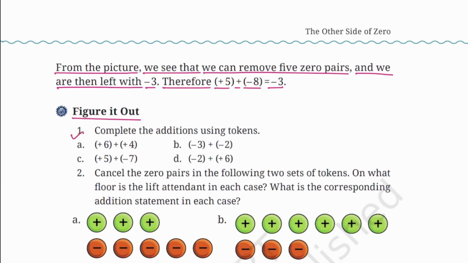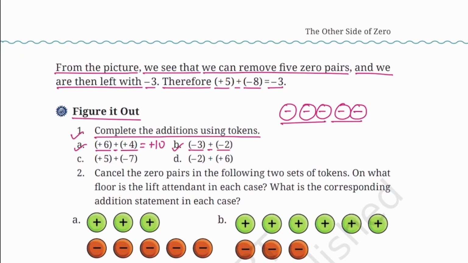Figure it out. 1. Complete the additions using tokens. A: plus 6 plus 4. Plus 6, that means 6 green tokens, and plus 4, that means 4 green tokens, that means 10 green tokens or plus 10. B: minus 3 plus -2, that means 3 red tokens plus 2 red tokens, that means 5 red tokens or -5.